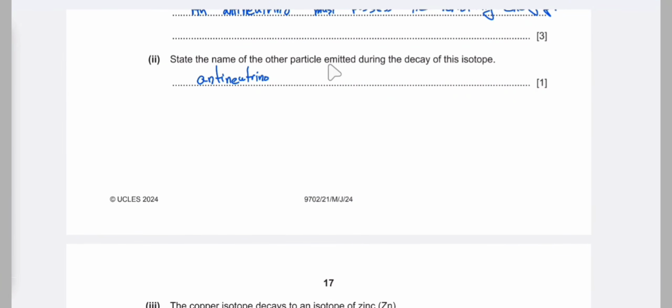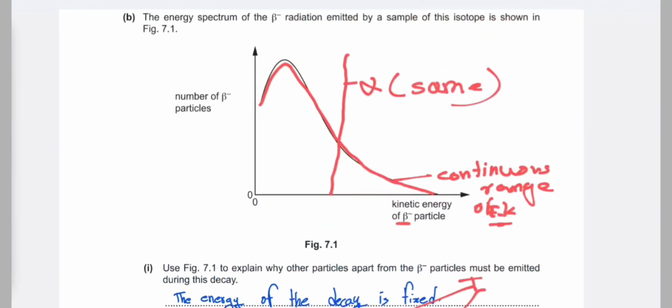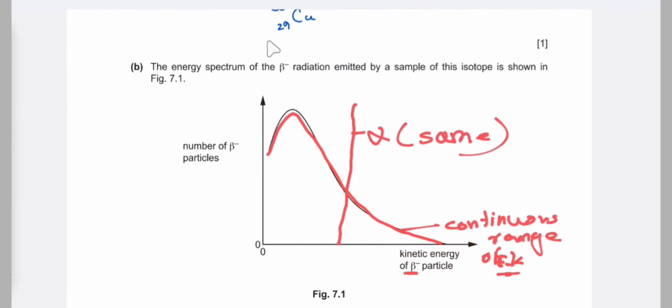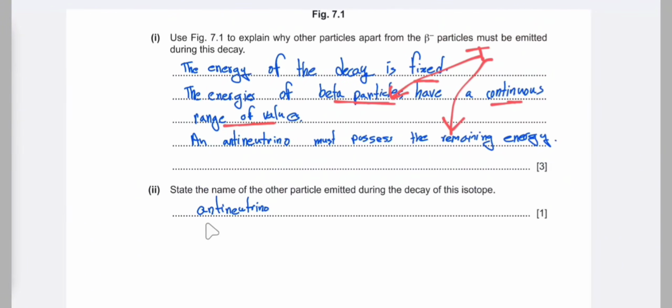State the name of the other particle emitted during this decay of the isotope. As we can see, a neutron changes to a proton, a beta minus particle or electron, and an antineutrino. So an antineutrino is emitted. So the other particle that is emitted is the antineutrino.